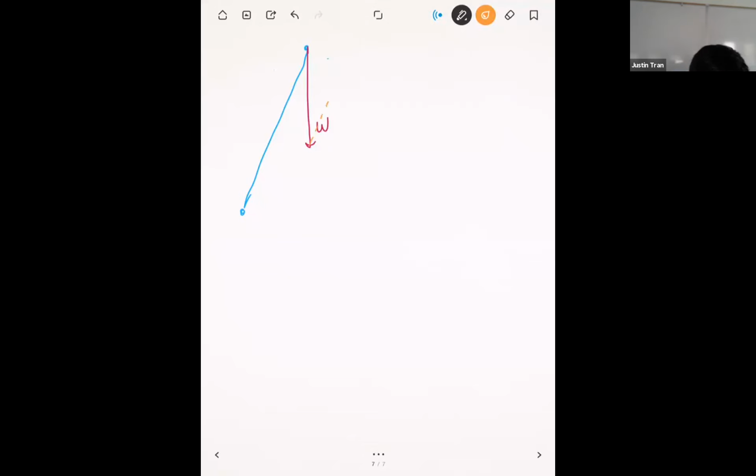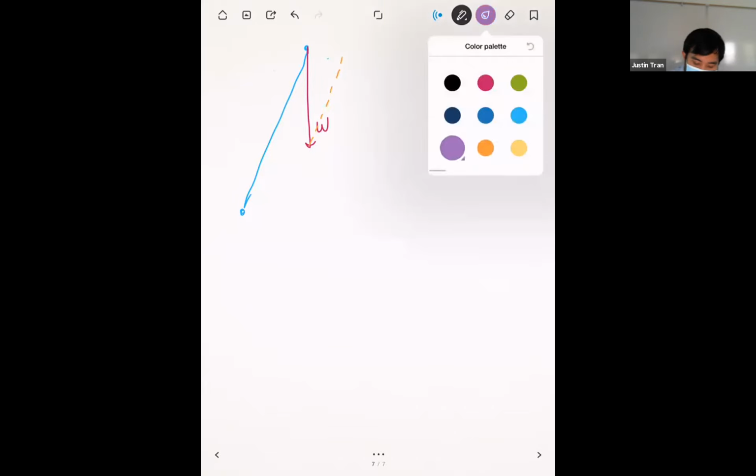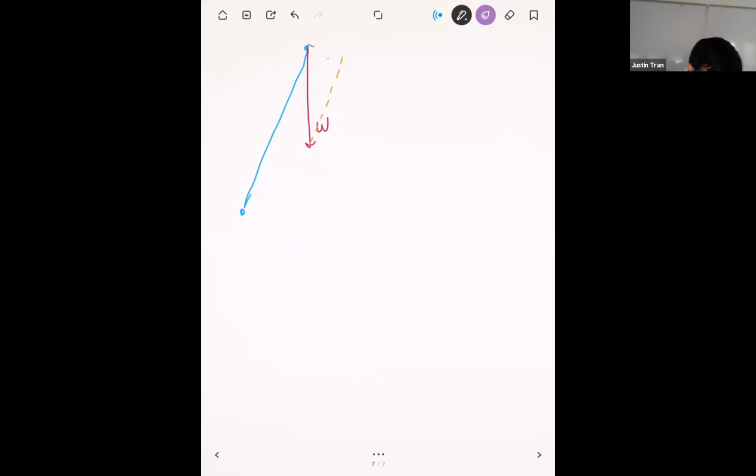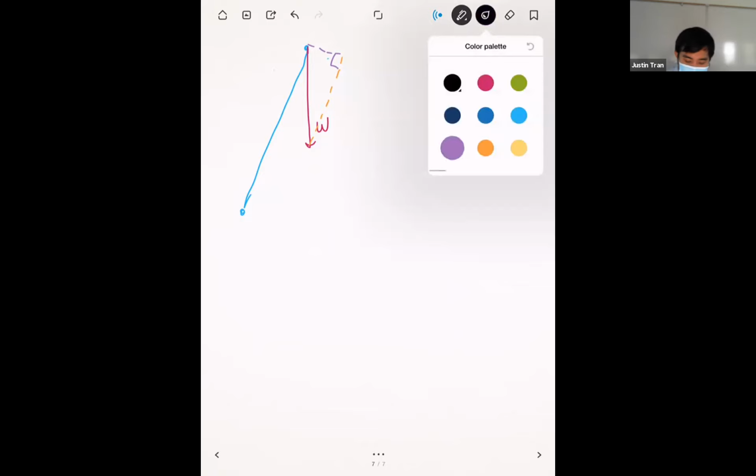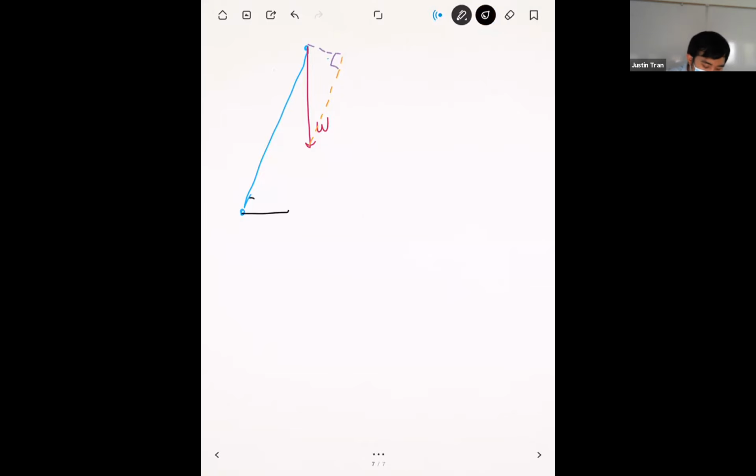And so parallel will be something like this, okay? And then perpendicular will be something like this. Okay. All right, and so just like in the previous figure, parallel is in the orange and perpendicular is in the purple, okay? And if we define this angle theta, right?